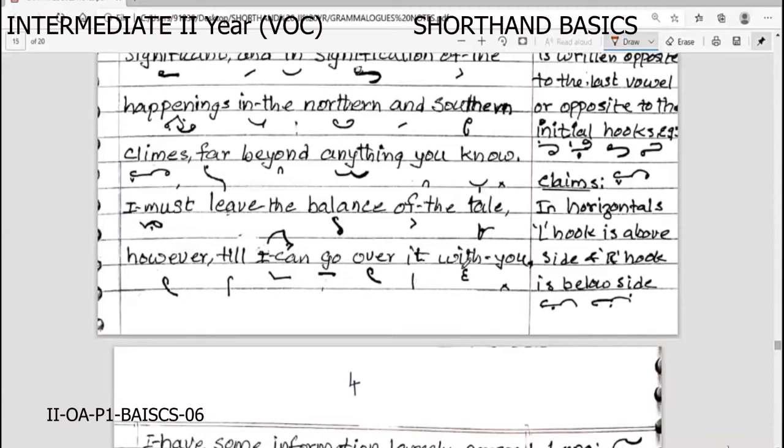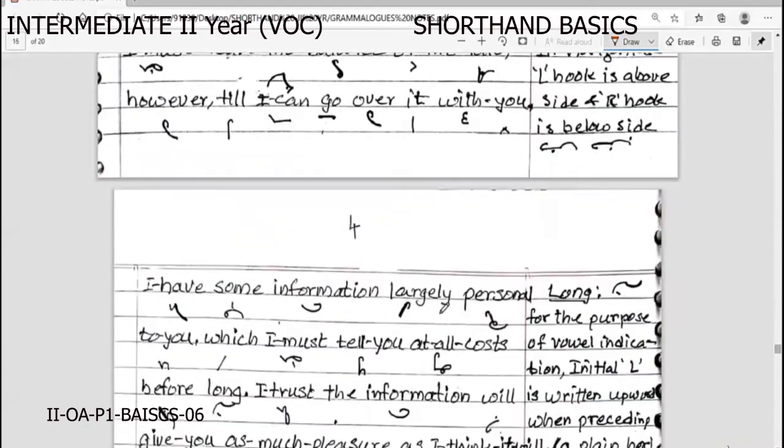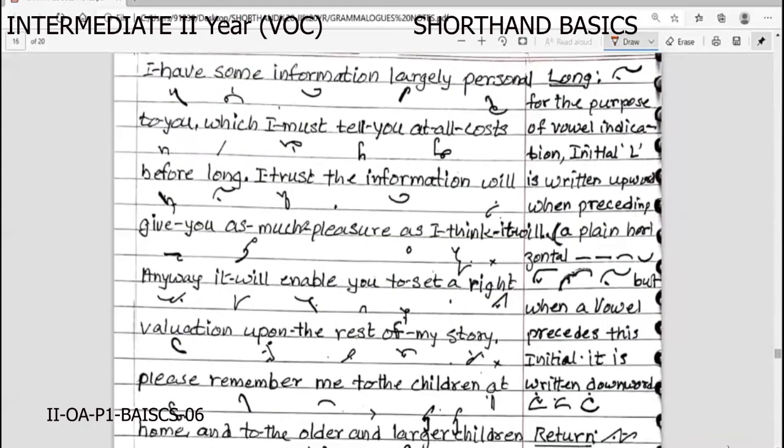With you. With is a Grammalogue which is written left semicircle above the line, and very nicely you can join the U diphthong in the same manner so that it's easy to write and you can read it as with you. And I have, I and V. Okay, V is written for have. Some, circle is to M.